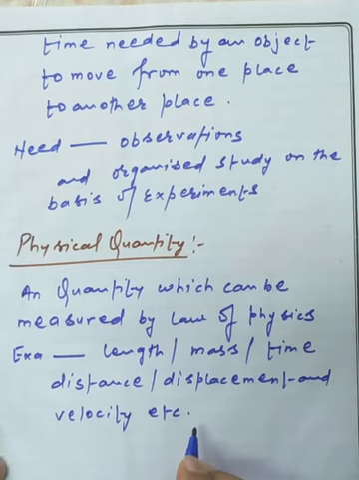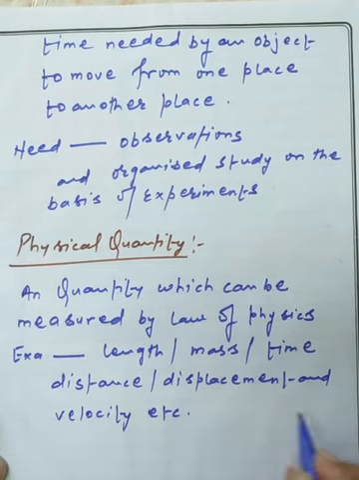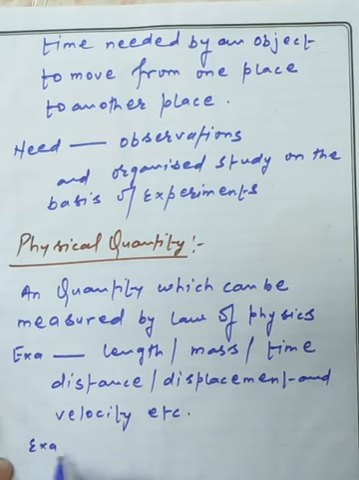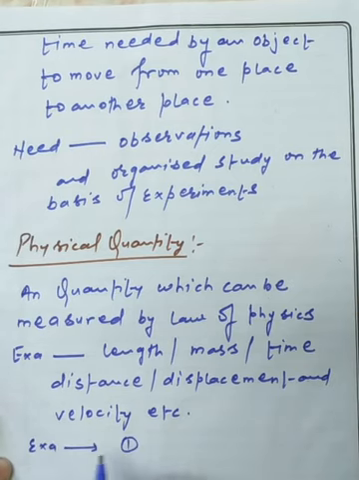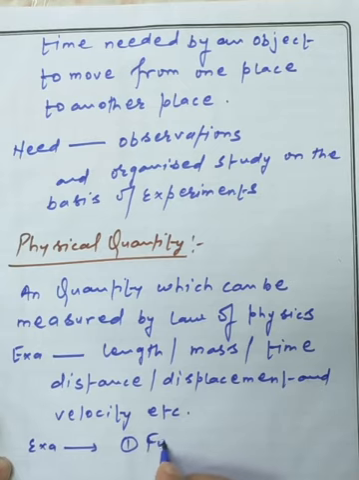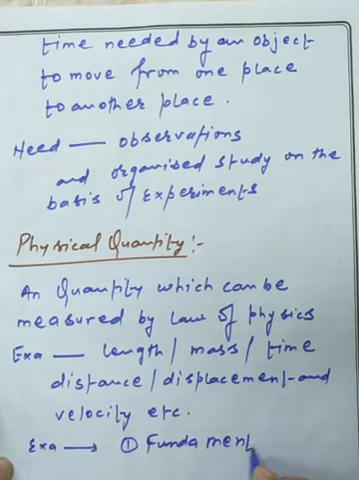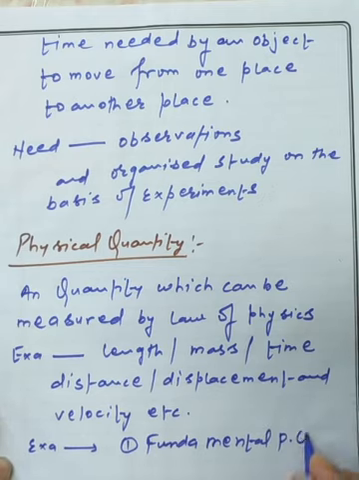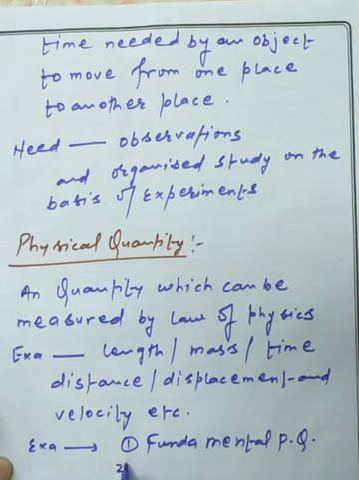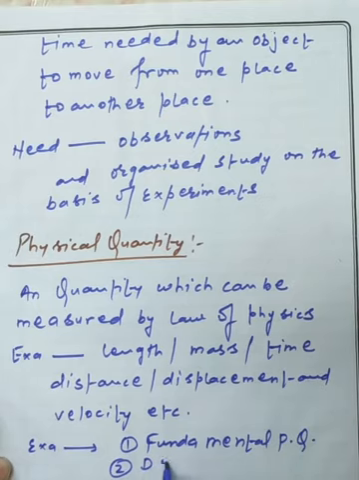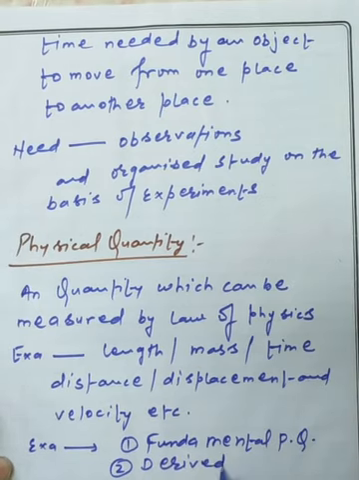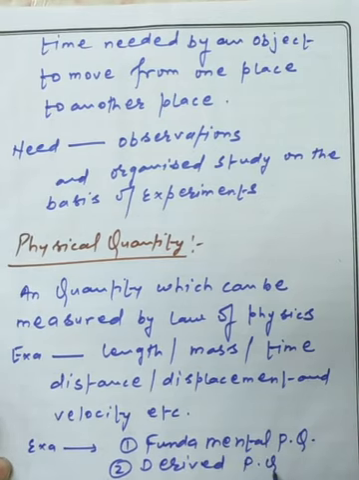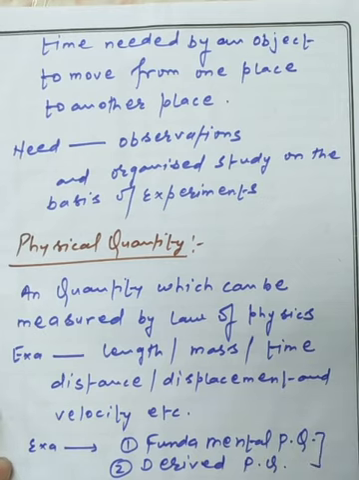So many quantities which we are measuring, these we call physical quantities. And there are two general types of physical quantities: first is fundamental physical quantities, second is derived physical quantities.